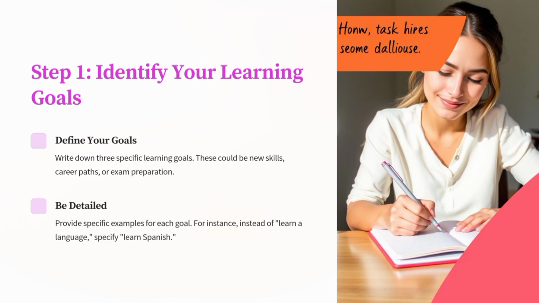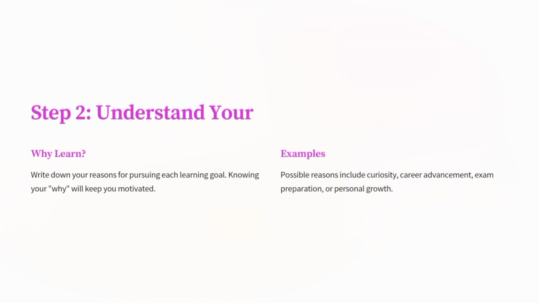Define your goals. Write down 3 specific learning goals. These could be new skills, career paths, or exam preparation. Be detailed. Provide specific examples for each goal. For instance, instead of "learn a language," specify "learn Spanish."